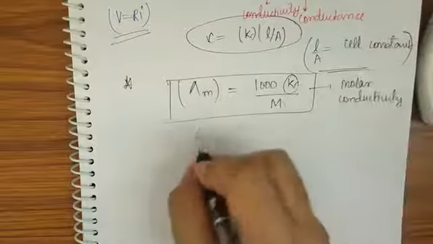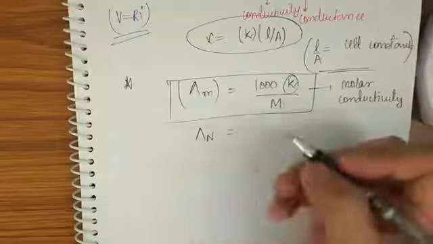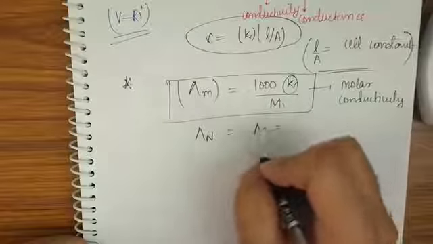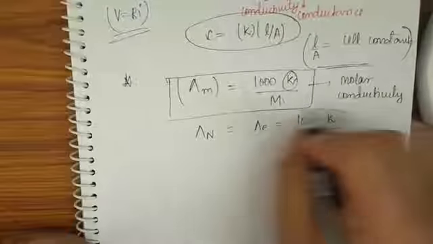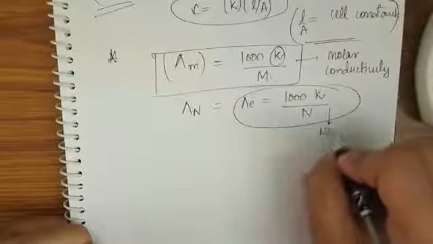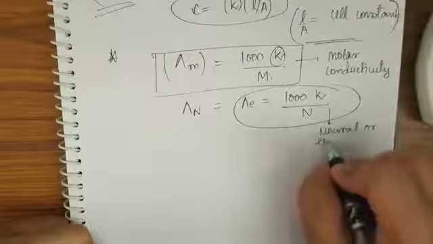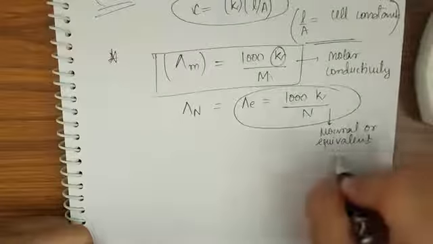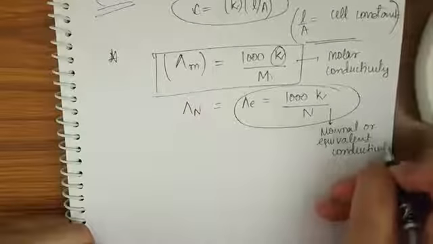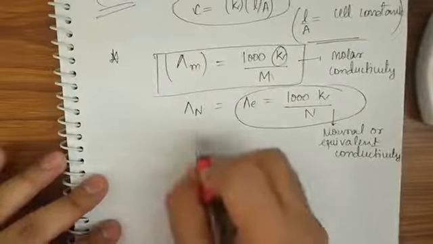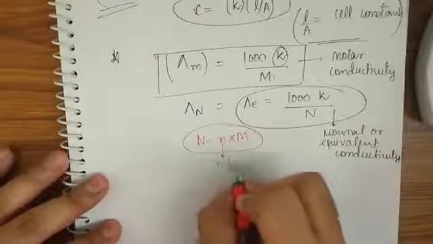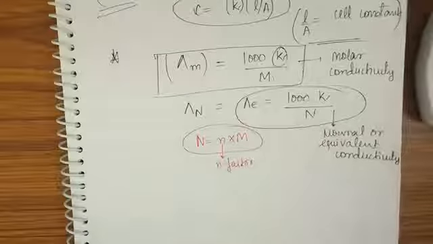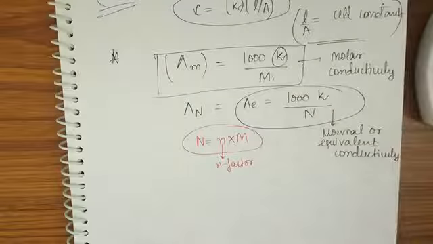Now what is normal conductivity? Lambda n, also written as lambda e, which is also known as equivalent conductivity, is equal to 1000 K by N. So these are two basic terms. From the mole concept we all know that normality N is equal to n factor into molarity. Hence we can relate molarity and normality, and hence we can also relate the molar and the equivalent conductance.